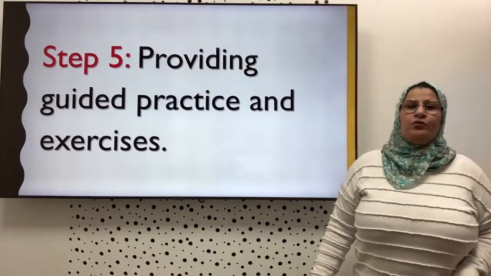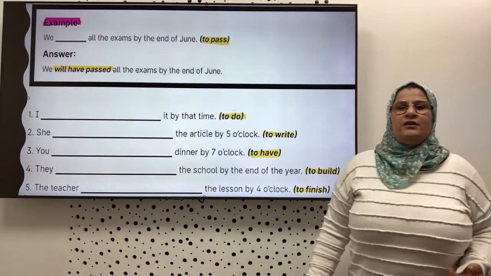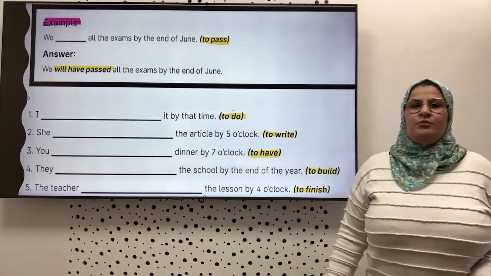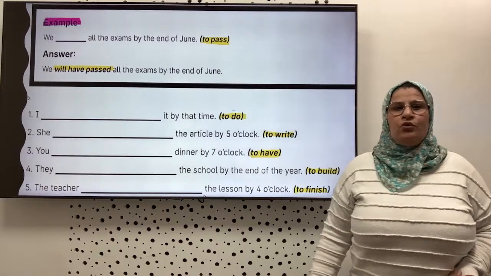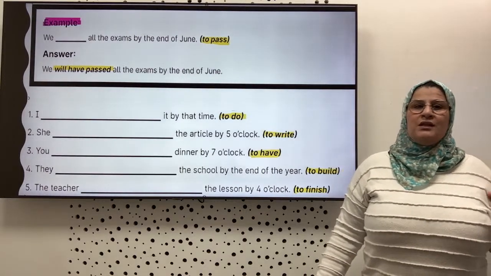Step number 5, providing guided practice and exercises. Example, look at the example. The verb "to pass" is between brackets, so you put the verb in the correct form. You just have to focus on the signal word.